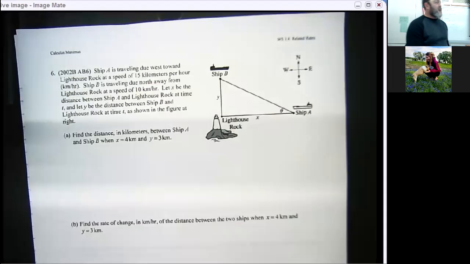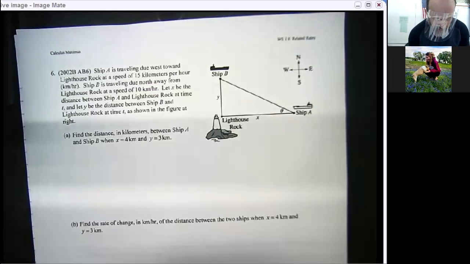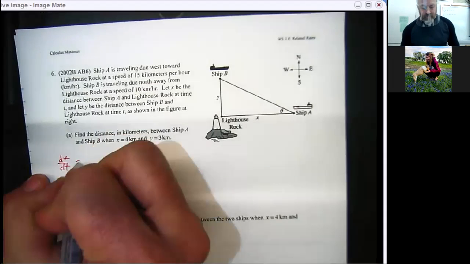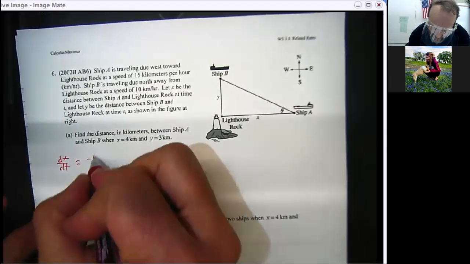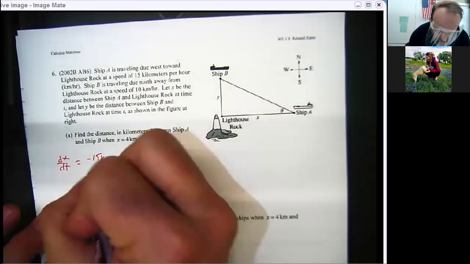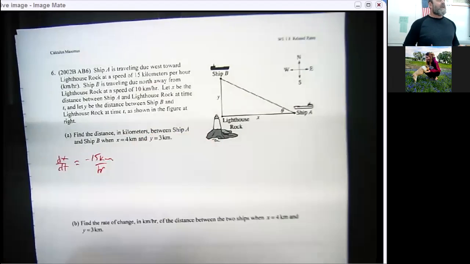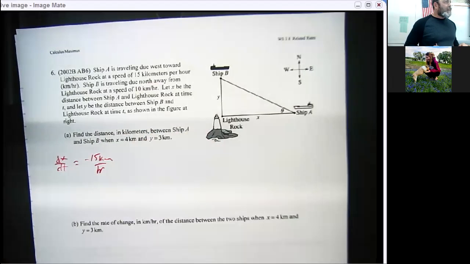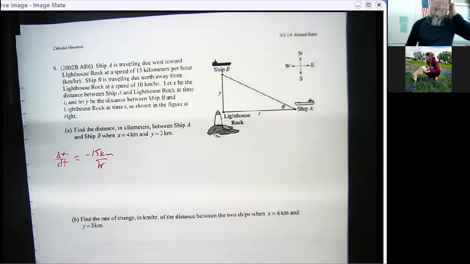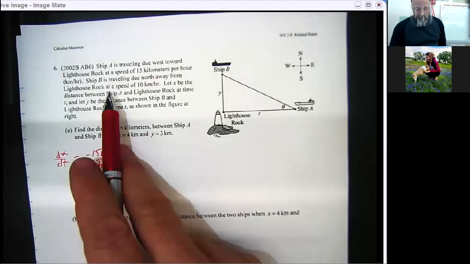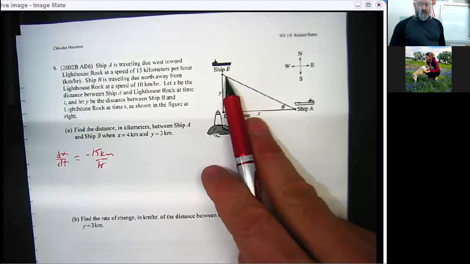X. So what did they just hand me in the story? dx dt. Now let's be careful about that. They just handed me that dx dt is, careful, what is it? Thank you, Johnny. Negative 15 kilometers per hour. You guys all right? Why is it negative? Because isn't this part of the triangle shrinking as it gets closer? Okay, let's keep going. Ship B up here is traveling due north, away from it. So what is that?